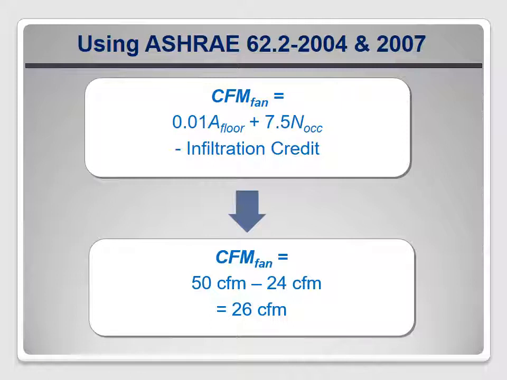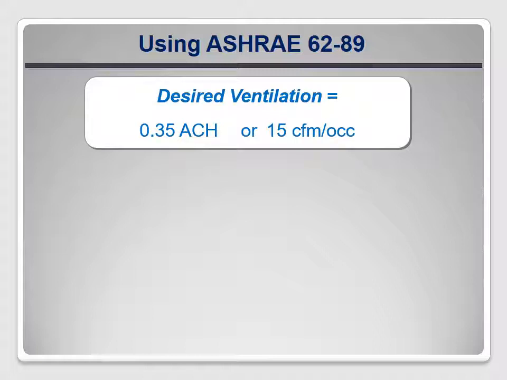So these earlier versions also required a fan, but with a size of 26 CFM versus 29 CFM for the 2013 version. The final result is not too different, but the calculations sure are. Now let's look at the method typically used that aligns with ASHRAE Standard 62.89. In this case, we look at the house size and number of occupants separately. We want either 0.35 air changes per hour or 15 CFM per occupant, whichever is higher.